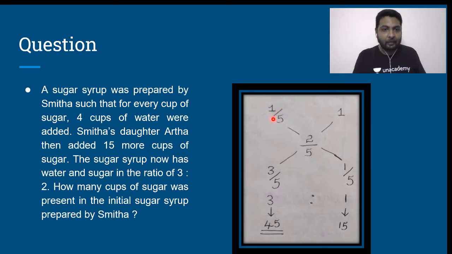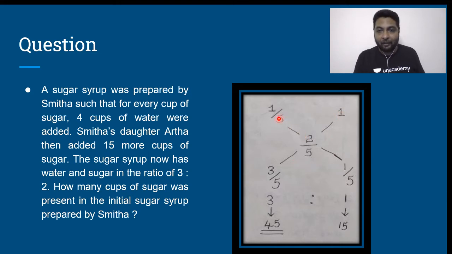Now, to that, Smita's daughter Artha adds 15 more cups of sugar. Sugar itself is being added. How much of it is sugar? One part. So if this is 1/5, then this is the entire total. There's no fraction. The entire thing is sugar itself. To 1/5 concentration, you are adding one entire thing. Or in terms of percentage, to 20%, you are adding 100%. And what will be the result?